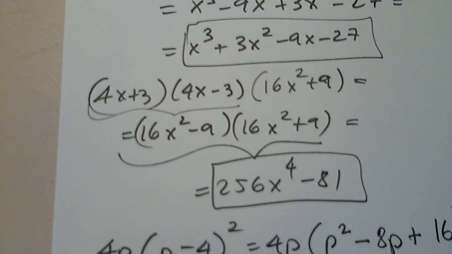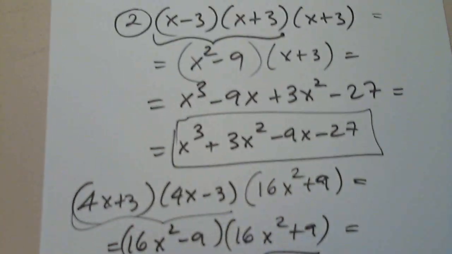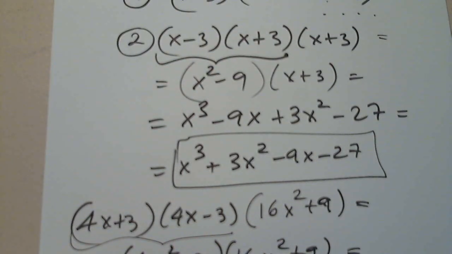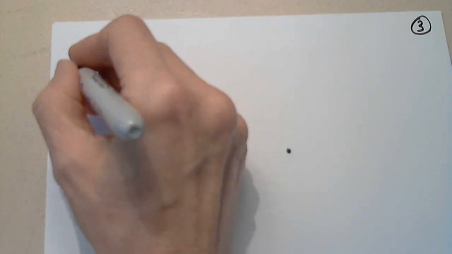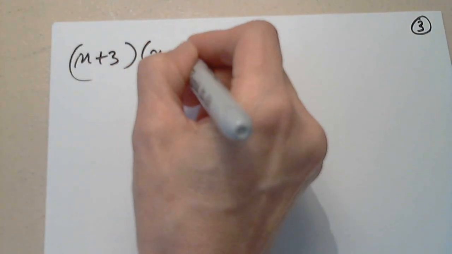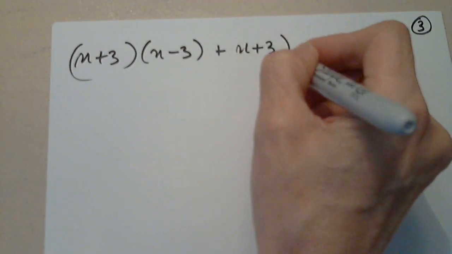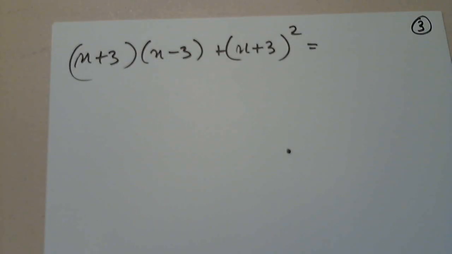So let's see, 17. Yes, let's work on 17, because now it has a little bit more complicated situation, a little bit more work. I wouldn't say more complicated, but it requires a little bit more work. So let's copy this. N plus 3 times n minus 3 plus n plus 3 squared. And then I will show you an alternative. So 1 minute. Let's work on this problem: n plus 3 times n minus 3 plus everything in parentheses n plus 3 squared. Let's work on this for a minute.